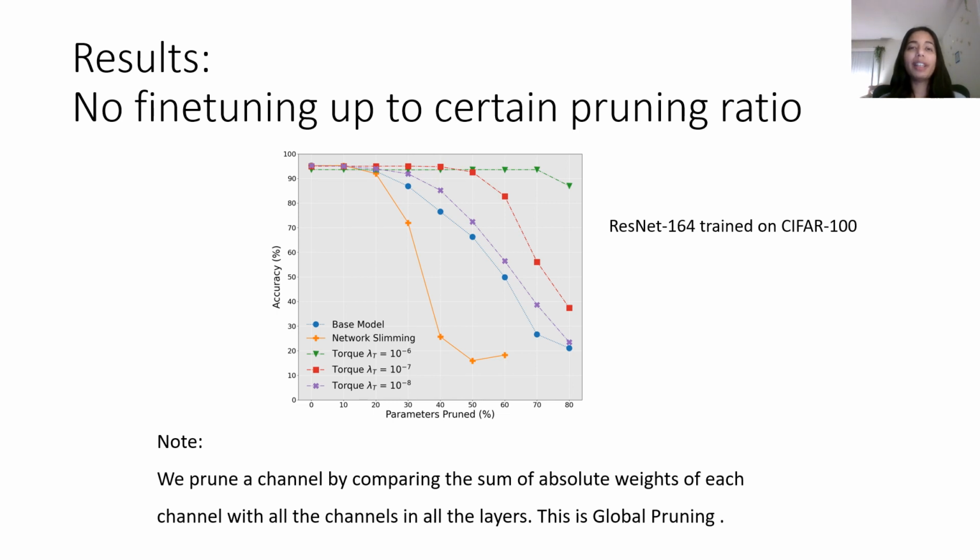Like we talked about before, fine-tuning can take up a lot of time. In our torque-based training, we show that for a high amount of parameters pruned, we don't require any fine-tuning. As you can see in this plot, we have trained a ResNet 164 on CIFAR 100. On the x-axis, we show the parameters pruned, and on the y-axis, we show accuracy without any fine-tuning. In this plot, the purple X, the red square, and the green inverted arrow are our torque trained models with different lambda t values. Even at a very high percentage pruned of more than 70%, we see hardly any loss in accuracy.